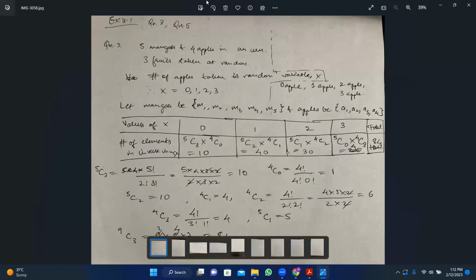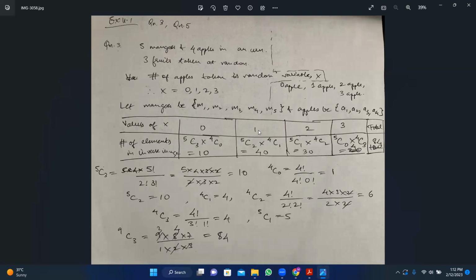for the second value of x, which is we are able to take out 1 apple. From the set of mangoes, we take out 2, so it's 5C2. And from the set of apples, we take out 1 apple, which is 4C1. So the number of possibilities is product of these two, which is 5C2 into 4C1, which is 40.